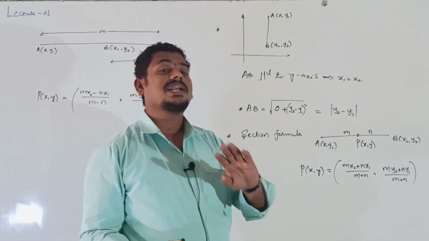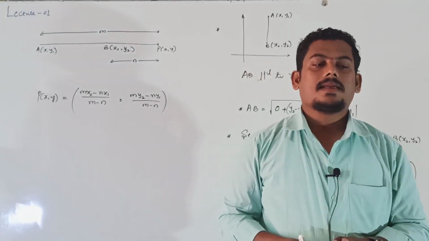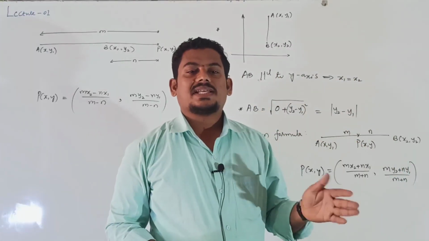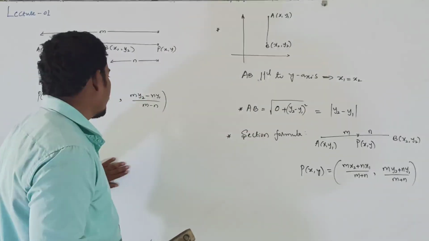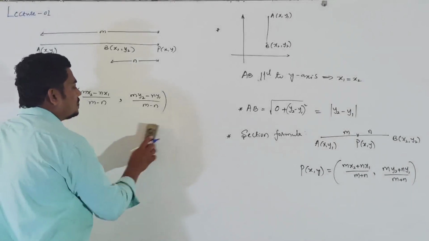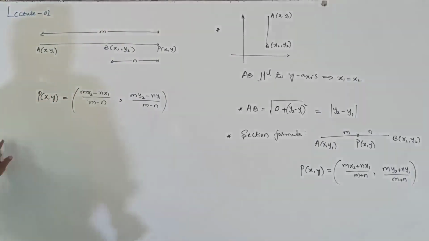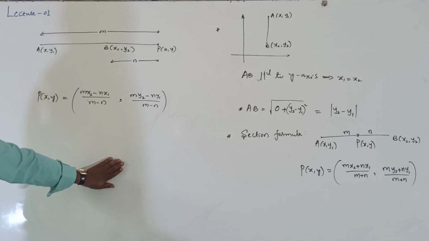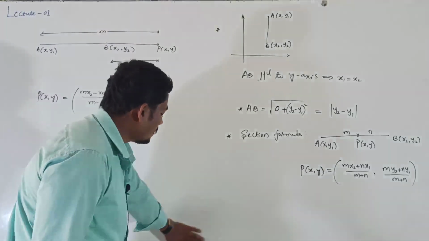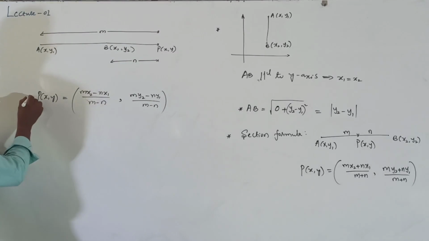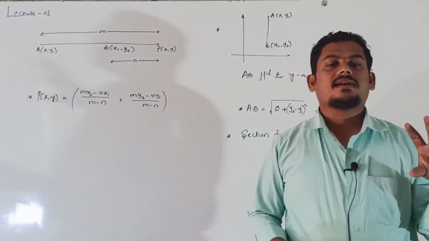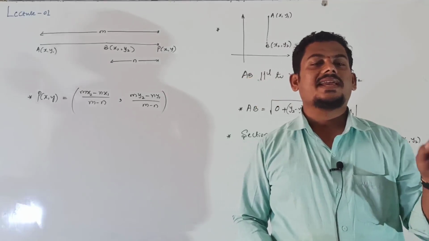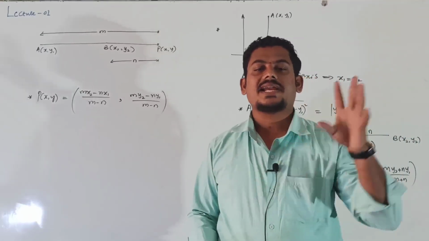External division means the point lies outside AB, right? If the point lies outside AB, then it is external division. If the point lies inside AB, then it is internal division, right? And here the condition is that m minus n should not be 0, right? Section formula for external division. Coordinates of point P, it divides the line joining AB in the ratio of m is to n externally, and m is to n internally.